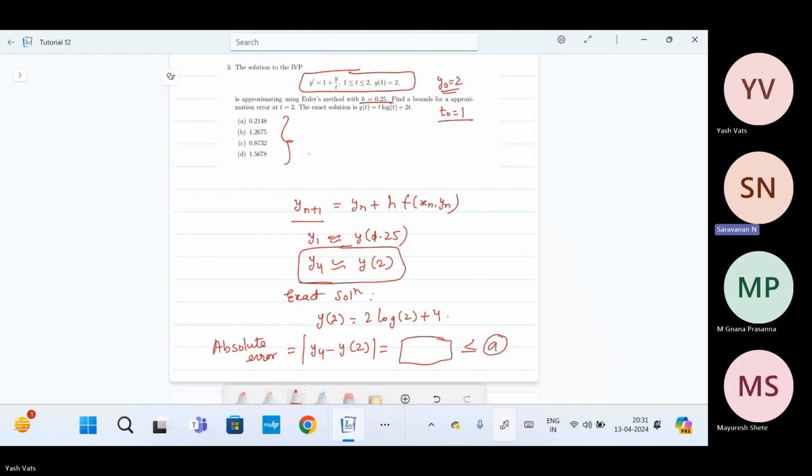Are you there? No, actually at t0 equal to 1, y is not equal to 2. That I am not getting. Actually at t equal to 1, just see, at 1 is y naught. At 1.25, it is y1. At 1.5 is y2. y3 is 1.75, and y4 is 2. And h is 0.25.